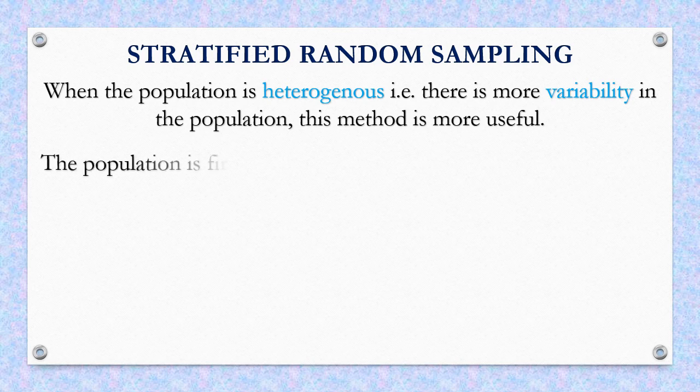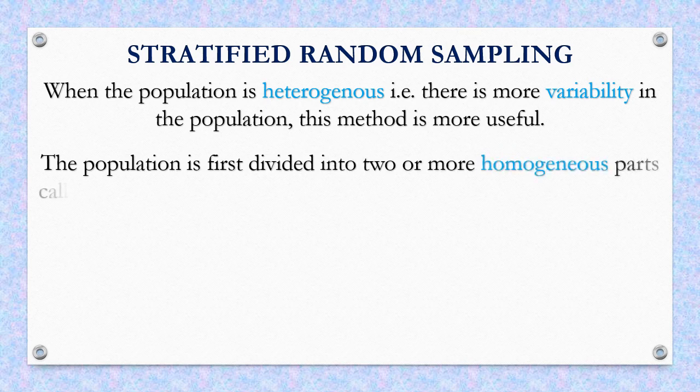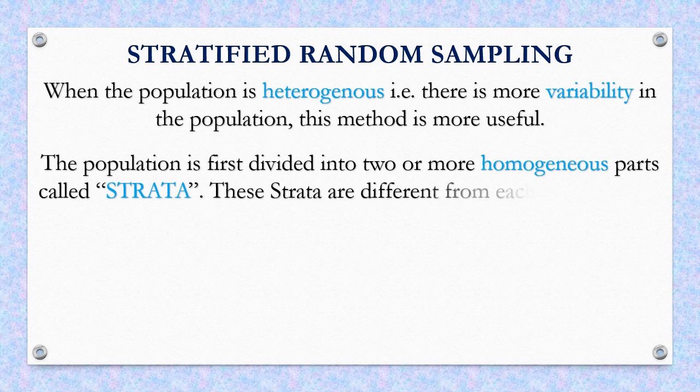The population is first divided into two or more homogeneous parts called strata. These strata are different from each other and are similar internally. That means that if I know that my population consists of different types of groups, then I will divide my population into such groups that those groups are different from each other. But among those groups, the units of the group are similar.